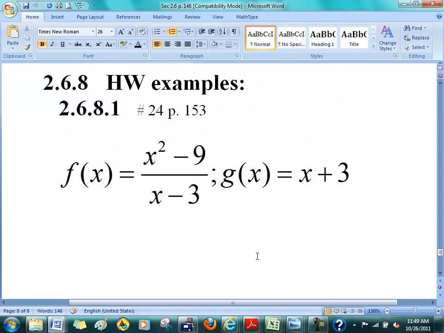Okay, homework examples. Number 24, page 153, which means you've got to open your textbook to page 153, and let's work on that problem then. Okay, number 24. What's it asking you to do? Determine the domains of f and g, simplify f, and find any vertical asymptotes, identify any holes in the graph, and so on. Okay?